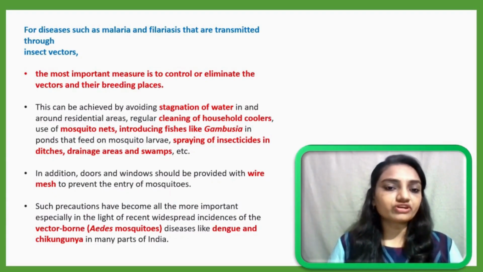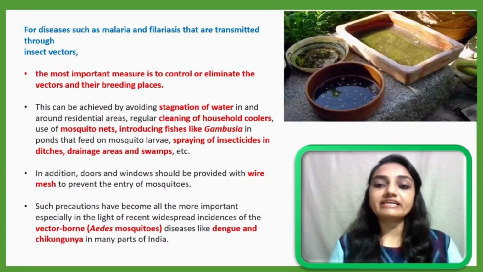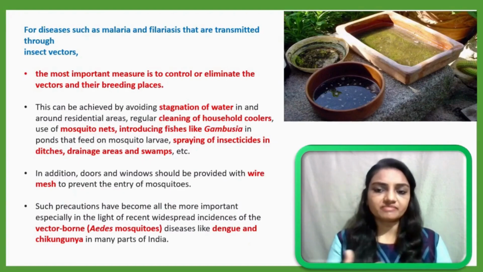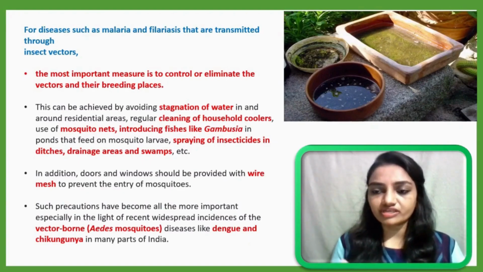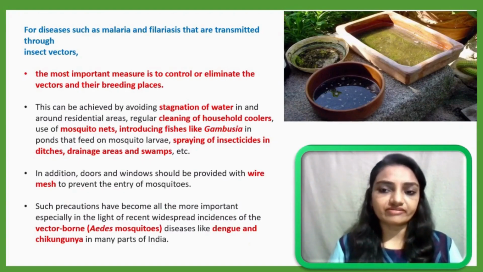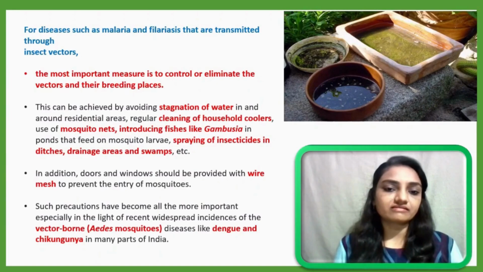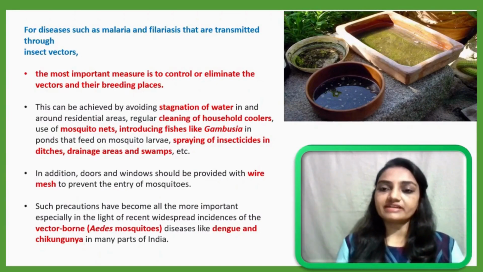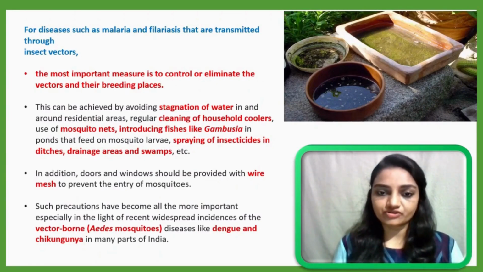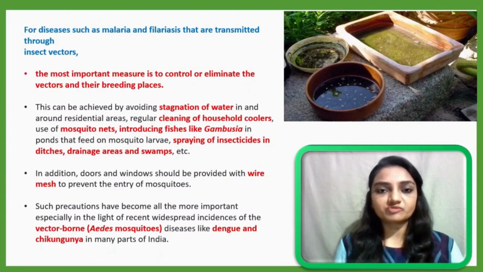The most important measure is to control or eliminate the vector and their breeding places. Breeding places may be stagnant water. You can see here these stagnant waters, in which mosquitoes may keep their eggs. Inside that stagnant water, the eggs will develop into fully adult mosquitoes, and they may be responsible for spreading the disease.